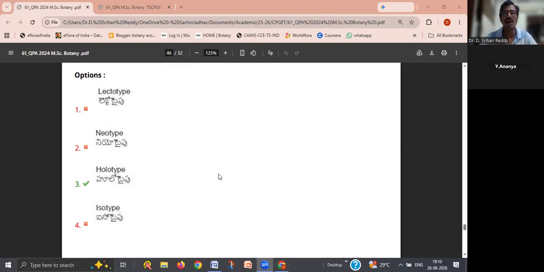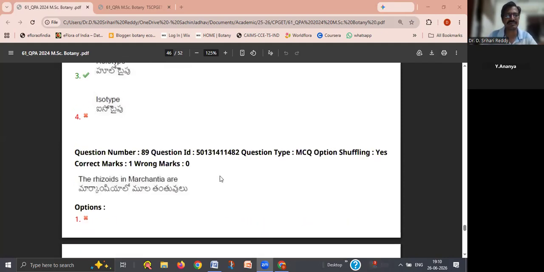If all these are lost in any case, then what happens? The same species is collected again from the same geographical area where that author initially collected. One more specimen will be collected from the same geographical area, that is called neotype. So this is called typification.